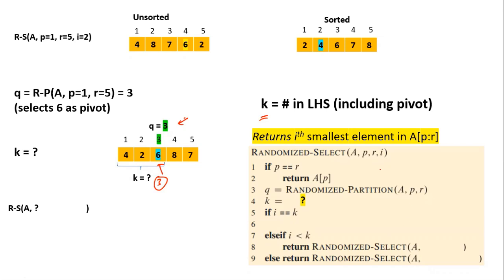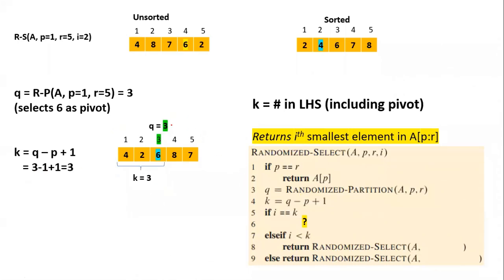How are we going to calculate K? What should be the equation? We've got all of these values, P, R, and I. So what are we going to use to calculate the value of K? It starts from P, ends at R, and you've got Q, which is 3. Not too difficult, I hope. We're just going to take Q minus P, where P is 1 in this case, and add 1, because we want K to be the number of elements over here. Fairly straightforward.